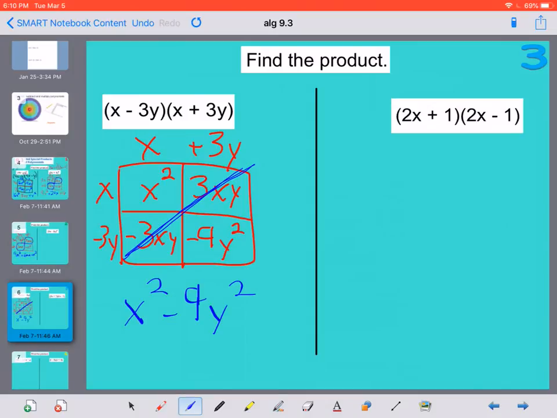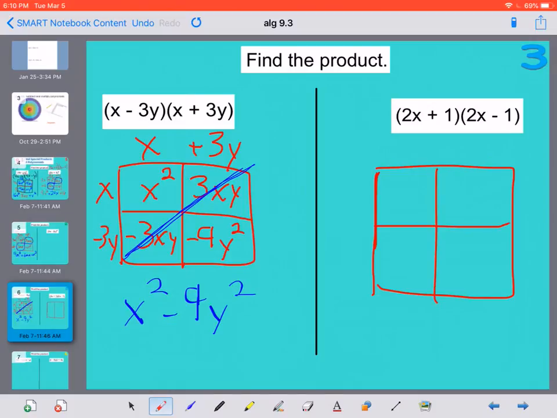Over here, we have 2x plus 1 and 2x minus 1. 2x plus 1, 2x minus 1. 2 times 2 is 4. X times x is x squared. 2x times negative 1, negative 2x. 2x times 1, positive 2x. And 1 times negative 1 is negative 1.